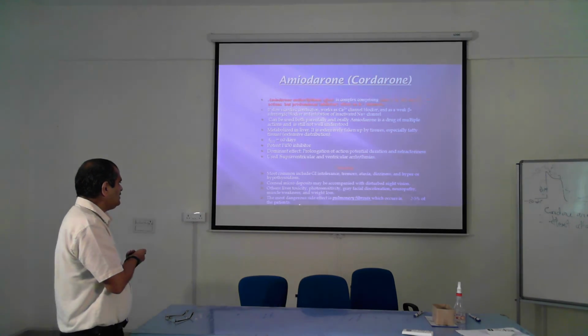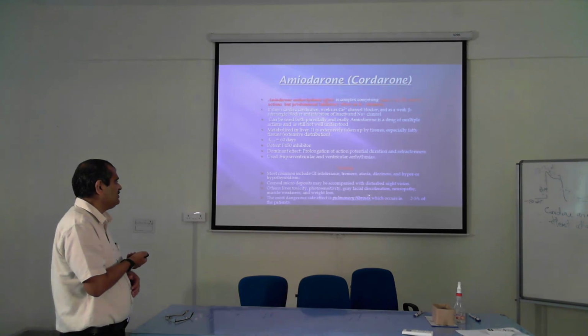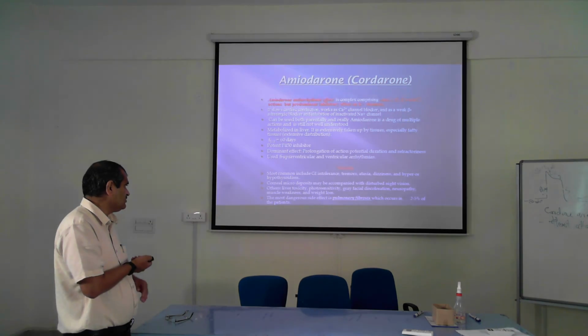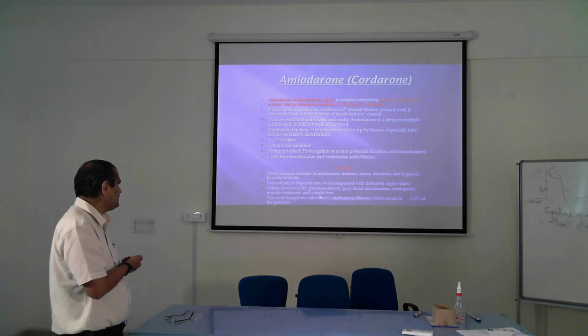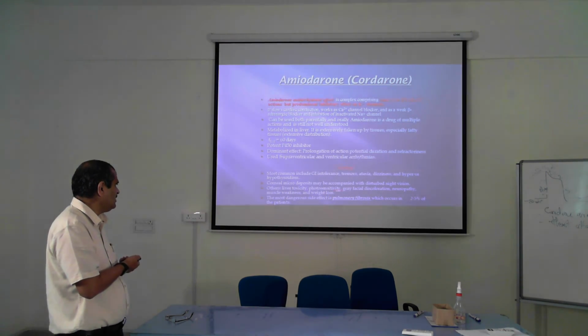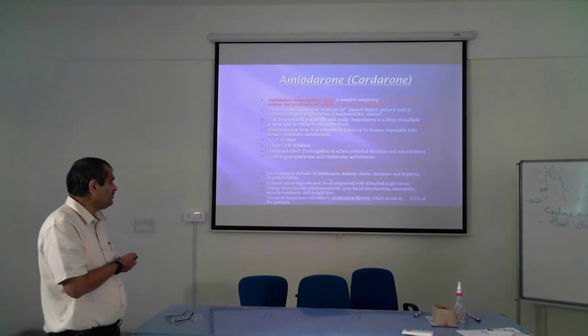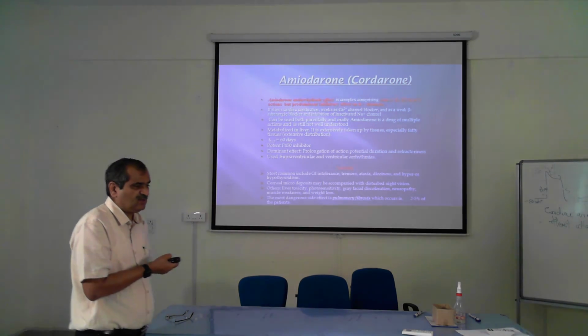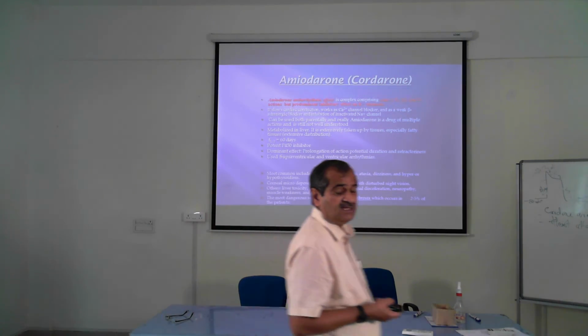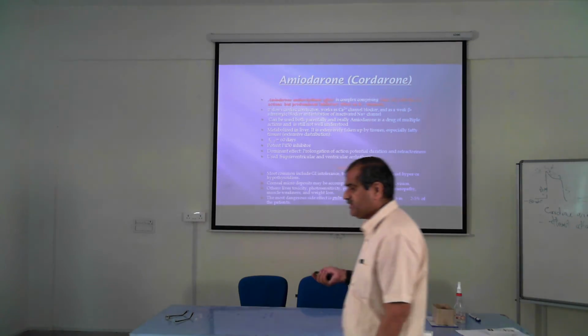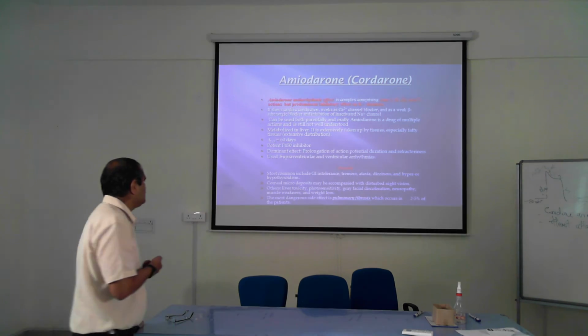So liver toxicity, then photosensitivity, gray facial discoloration, neuropathy with prolonged use, muscle weakness, and weight loss may also be seen. And this toxicity is used for weight loss purposes, especially in certain obese persons. But ultimately it has a lot of side effects.